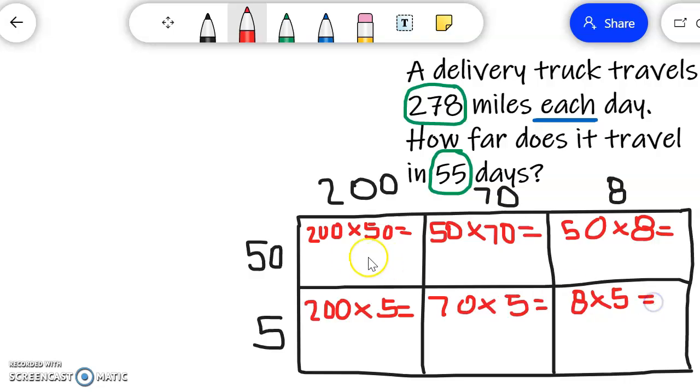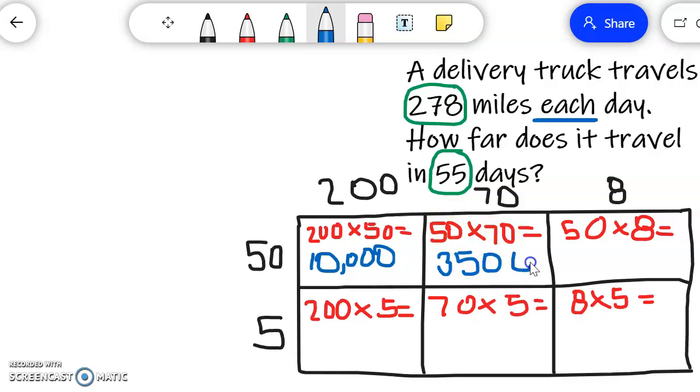Now I'm ready to solve for all of my partial products. So with 200 times 50, 2 times 5 is 10. And then I'm going to count the zeros. 1, 2, 3. Put my comma. Now with 50 times 70, I want to use the tricks of 0 again. So I'm going to multiply the 5 times the 7 and get 35. And then I count my zeros. There's 1, 2. And then I add my comma.